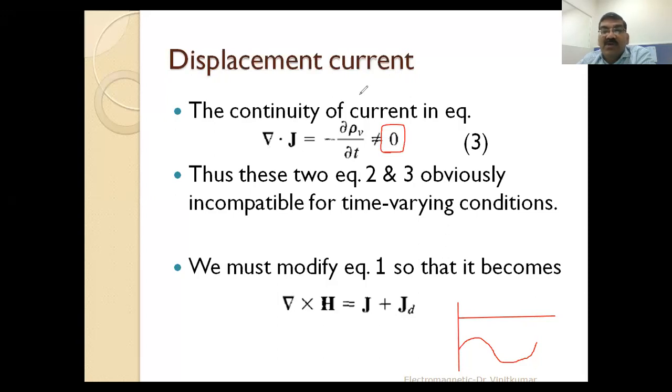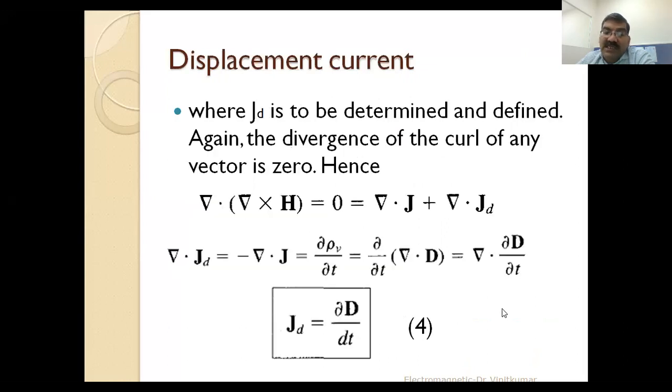So what to do? What has Maxwell done? Maxwell assumed that for the time varying condition, there must be some additional parameter. So he put in this additional parameter. It is called JD, the displacement current density. Now he has calculated this displacement current, where JD is the displacement current density.